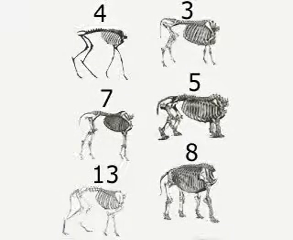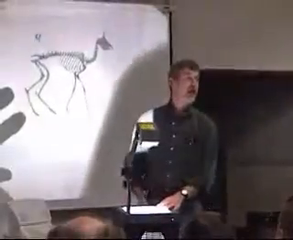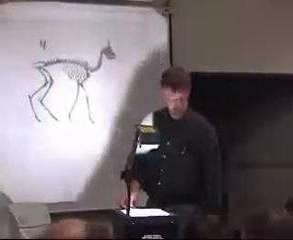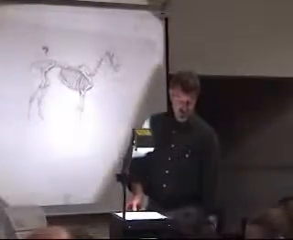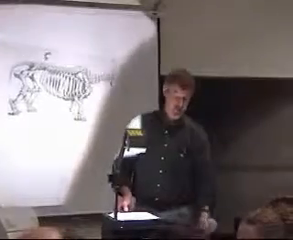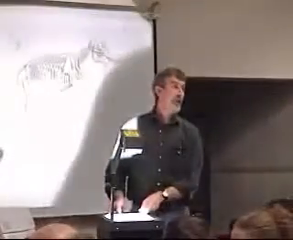First of all, let's identify these creatures. 4 is an antelope. 3 is a cow. 7 is a horse. 5 is a hippo. 13 is a wolf, although an unusual wolf, an extinct kind of wolf. 8 is an Indian elephant. And here's the race. Okay, now we're going to have a race.